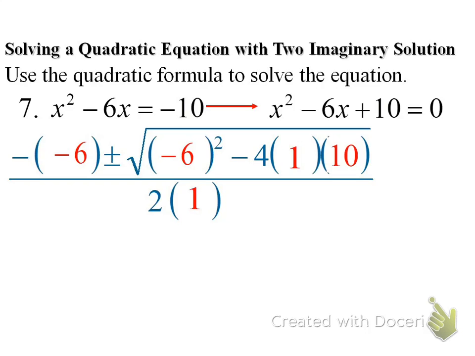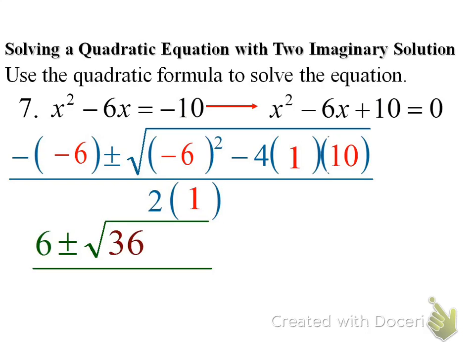All right, let's do some simplifying. So negative negative 6 is 6, plus or minus the square root of... negative 6 squared is 36, minus 40, because 4 times 1 times 10, all over 2. So what do I get in the square root? Negative 4.